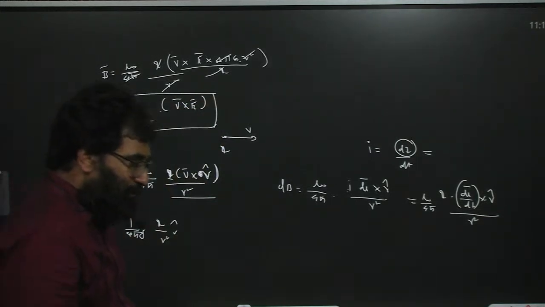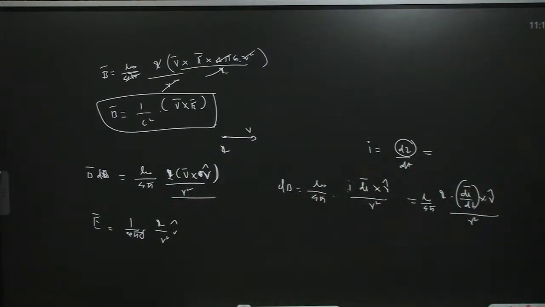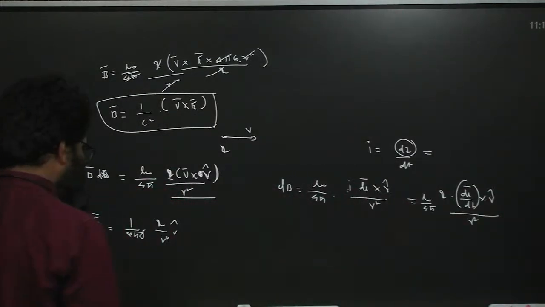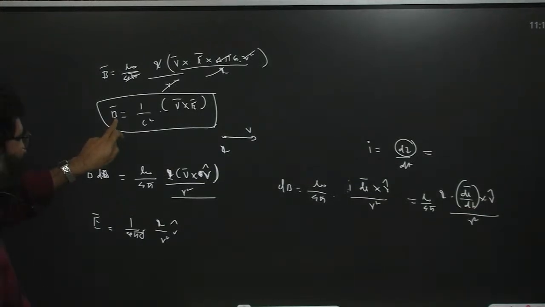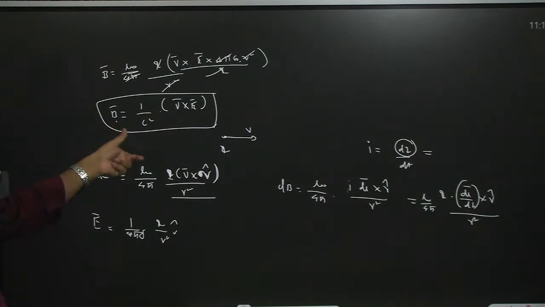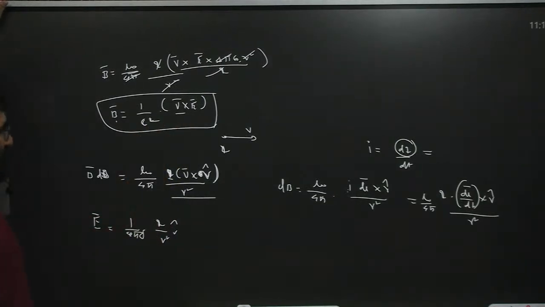So a moving charge can create an electric field as well as a magnetic field. The relation between them is B bar equal to 1 by C square into V bar cross E bar. This is not an external magnetic field, and this is not an external electric field. It is the relation between the self-created magnetic field and electric field, when a charge is moving with speed V and the speed of light is C, in vacuum.